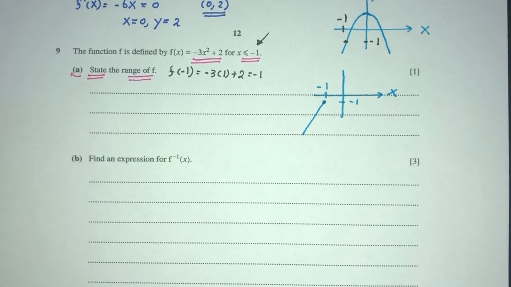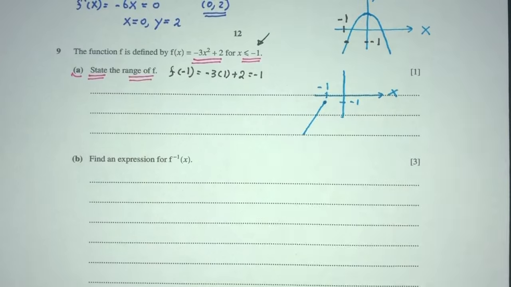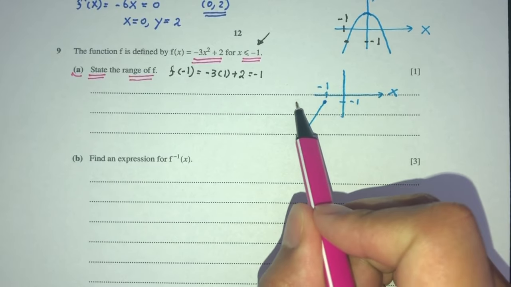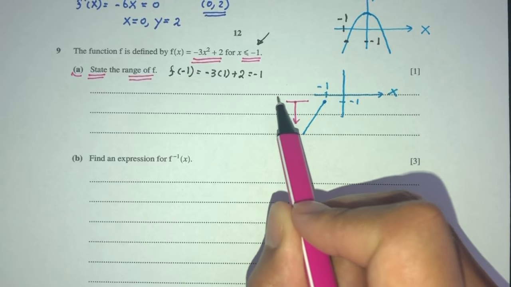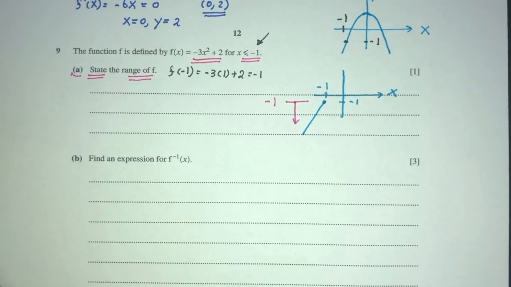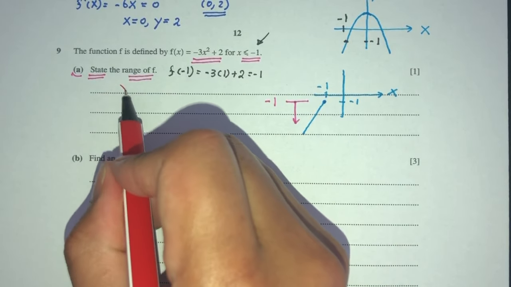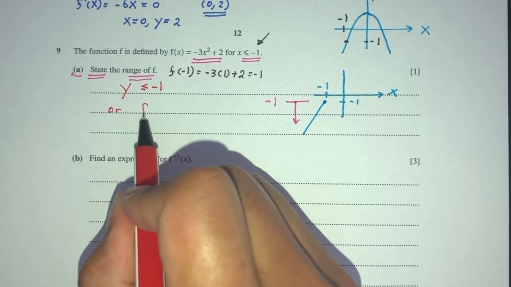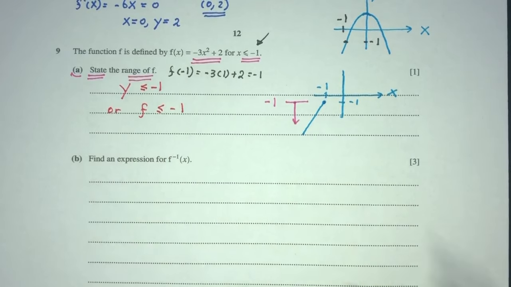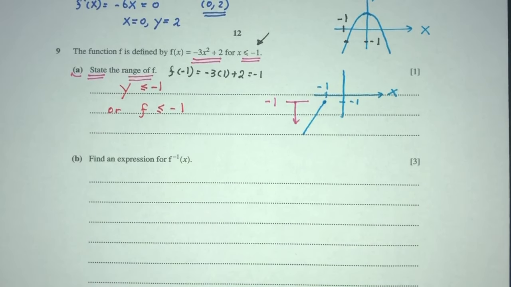So now from this on, what is the range of the graph? Range is the up and down value. As you can see, the value will always be less than this value over here. This value is minus 1. So you can just write the range will be y less than or equal to minus 1, or you can write f less than or equal to minus 1. This is your answer for part A of your question.